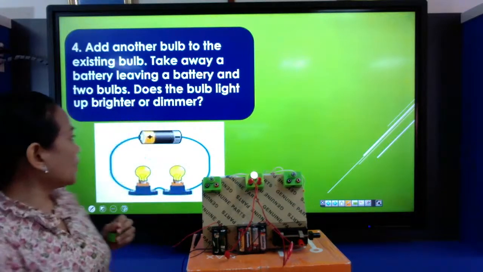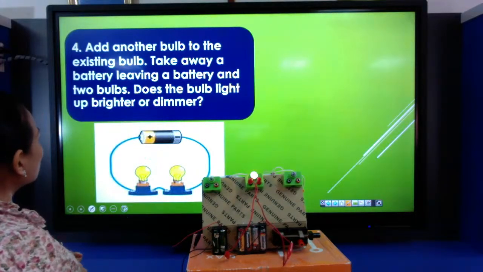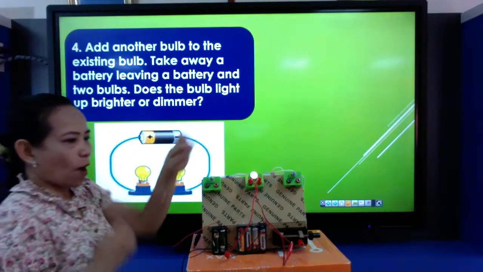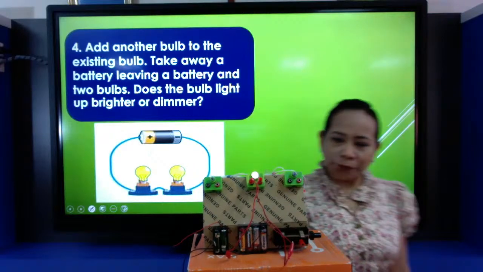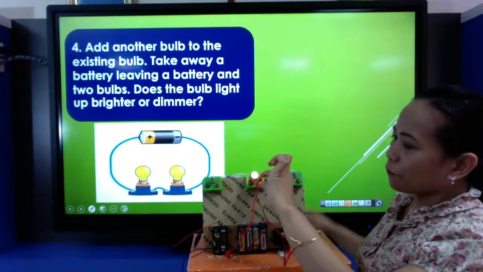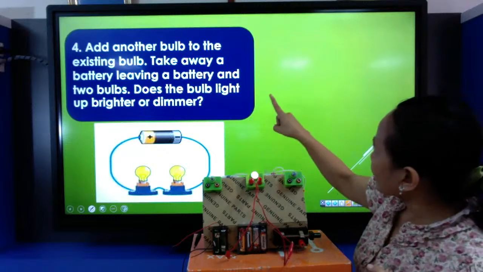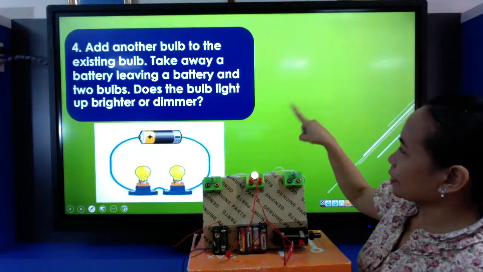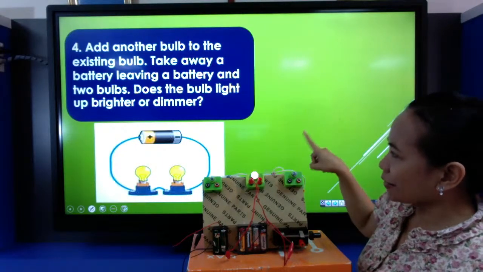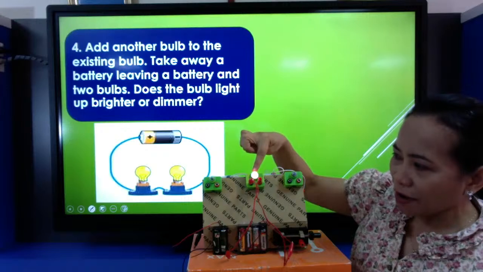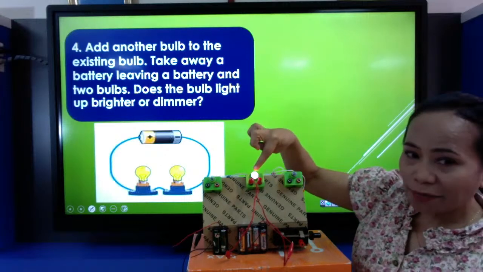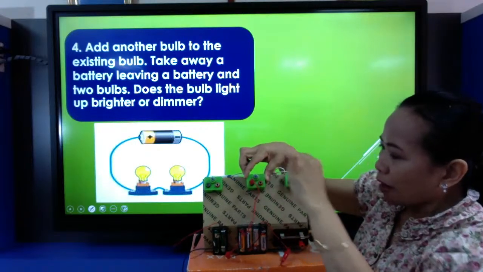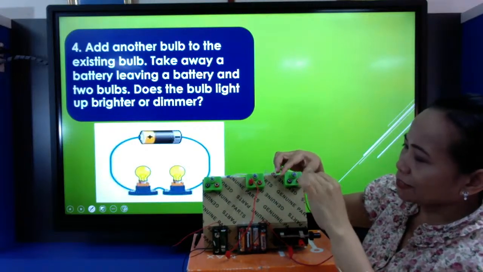Next is number 4. For number 4, add another bulb to the existing bulb. So we're gonna use 4 batteries, 1 bulb, and then 4 batteries, the existing 1 bulb, plus another bulb. Does the bulb light up brighter or dimmer? So compare 4 batteries, 1 bulb, and then 2 bulbs, 2 bulbs on 4 batteries.